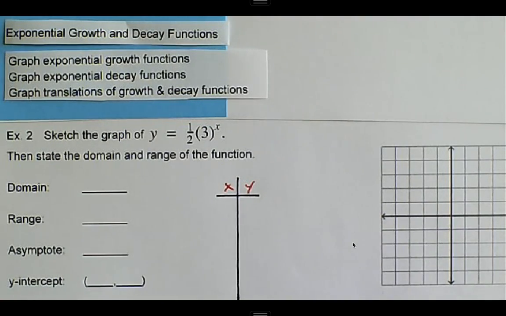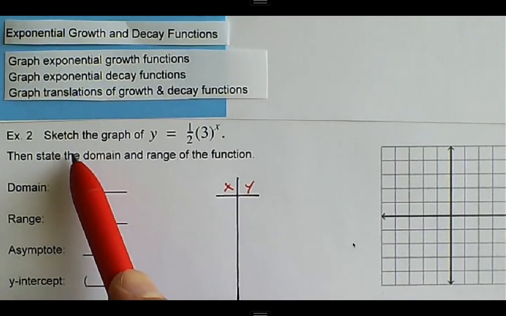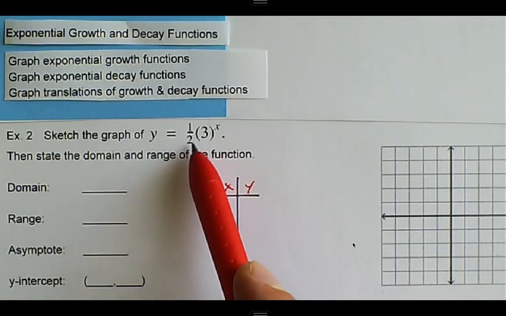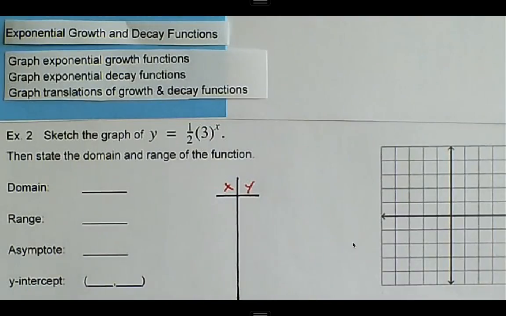We were talking about exponential growth and exponential decay functions. And here we have: sketch a graph of y equals 1/2 times 3 raised to the x power. Then state the domain and range of the function.